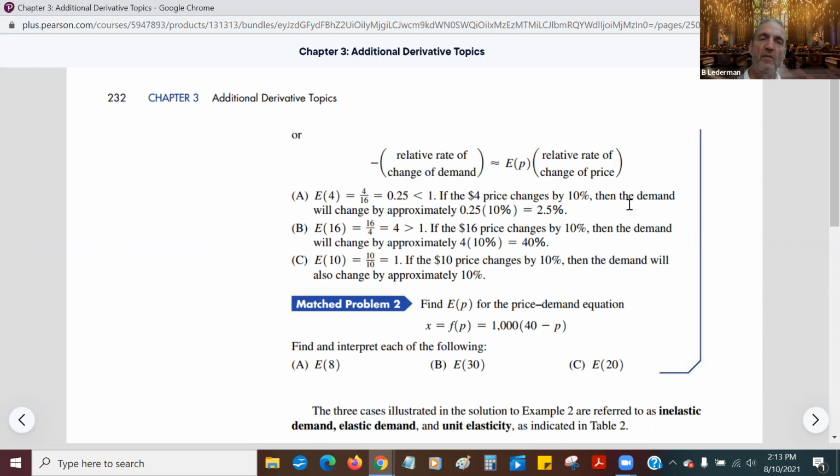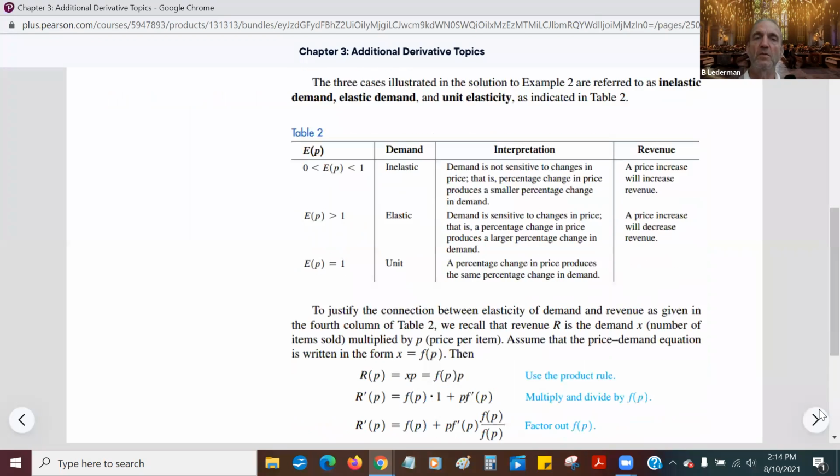E of 16 is 16 over 4, which is 4. Now notice that's greater than 1. So if the $16 price changes by 10%, then the demand will change by 40%. And finally, E of 10 is equal to exactly 1. So if the $10 price changes by 10%, then the demand will also change by approximately 10%. And that's awesome.